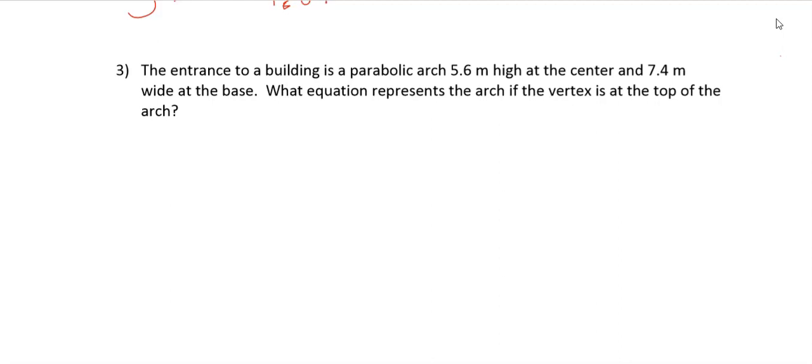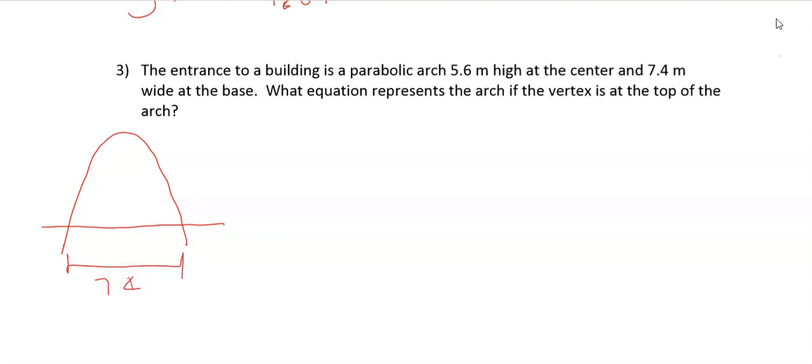The entrance to a building is a parabolic arch, 5.6 meters high at the center, 7.4 meters wide at the base. So basically we have something like this. Let me get my pen going. All right, here's your base. Here's the arch again, the entrance to a building. It's 5.6 meters high at the center, 7.4 meters wide. So from here over to here, that is 7.4 meters.